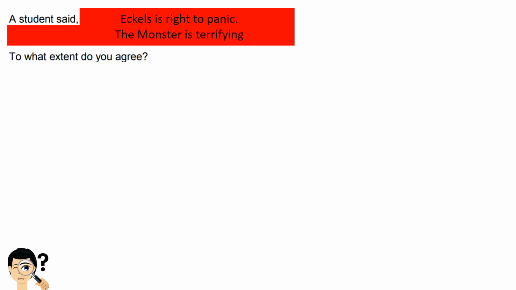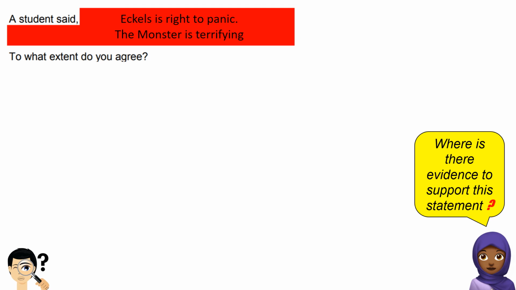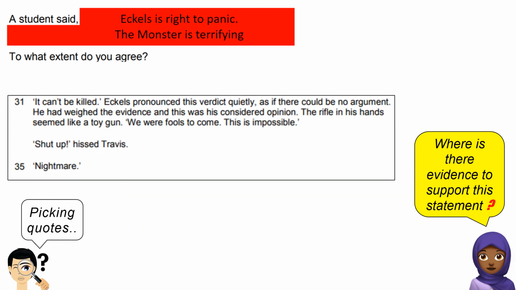Okay, so we've read the question, we know what it is we're looking for, and we're looking for evidence to support the statement that Eccles, the character Eccles, is right to panic and the monster is terrifying. And we're looking for quotes that back up this statement. I'm just looking at the very beginning, just to demonstrate how to do it, and also to demonstrate that you can answer this question and make a point, even if you only read a very small portion of the text.